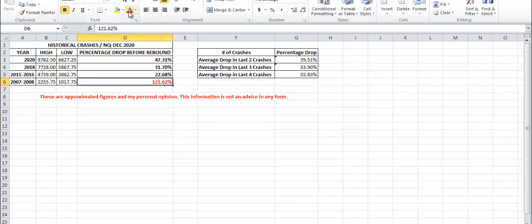The most dangerous drop that happened was from 2000 to 2008. The highest price we had on the NASDAQ was 2,255.75, and the lowest price was 1,017.75. This is a 121% drop. You can even say, if you want to really round up the numbers, it's 122%.